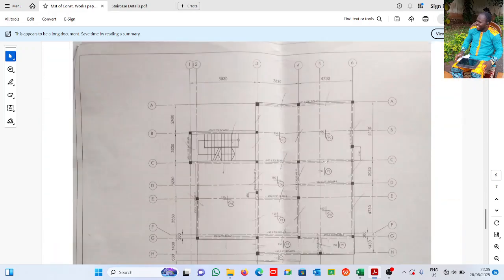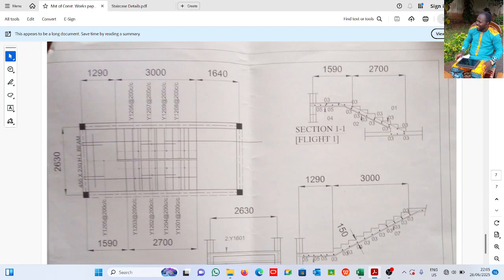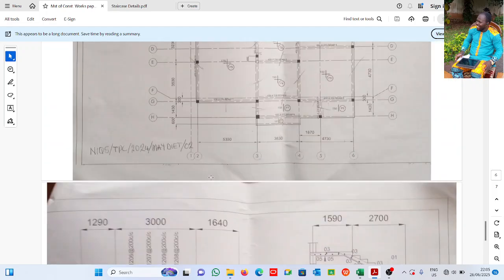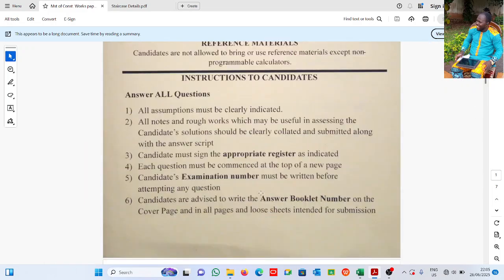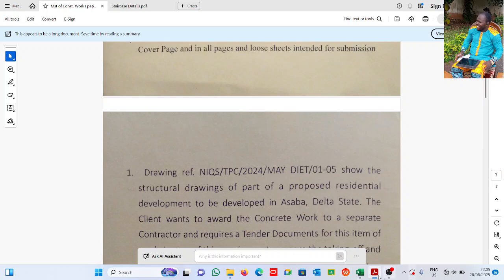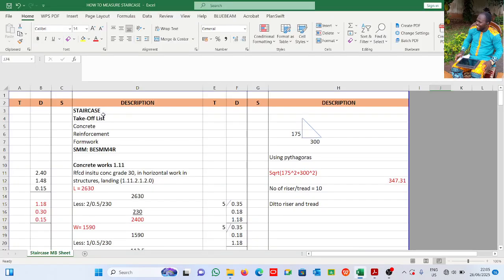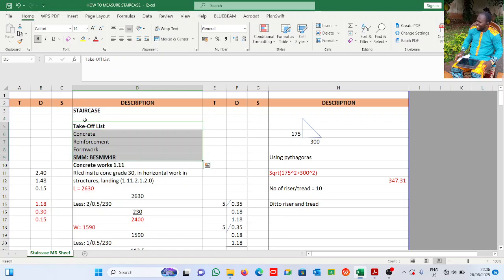Now this is the drawing here. This is the NIQS TPC May 2024 drawing. Let me put this reference. That's what you should have here too. Drawing reference: NIQS TPC, May 2024.